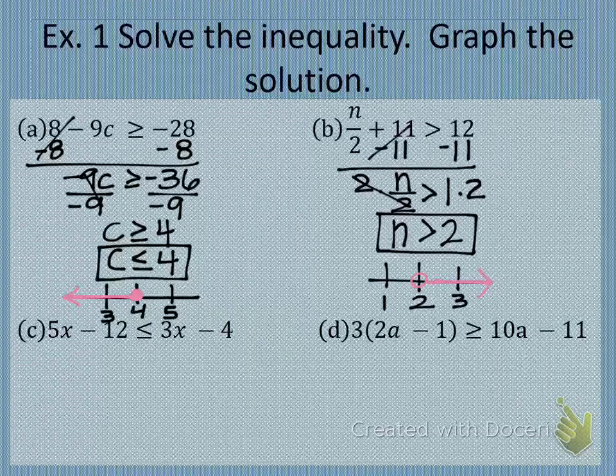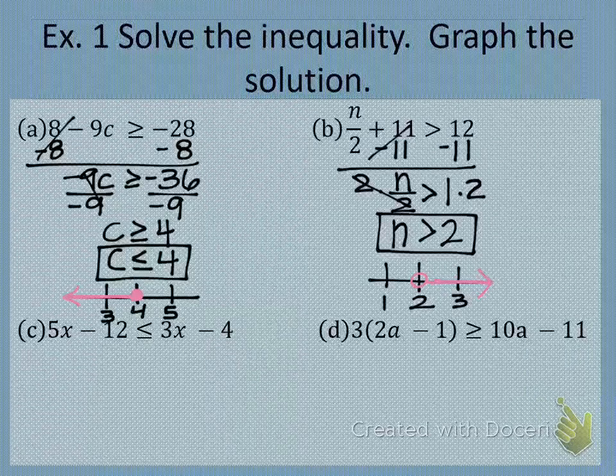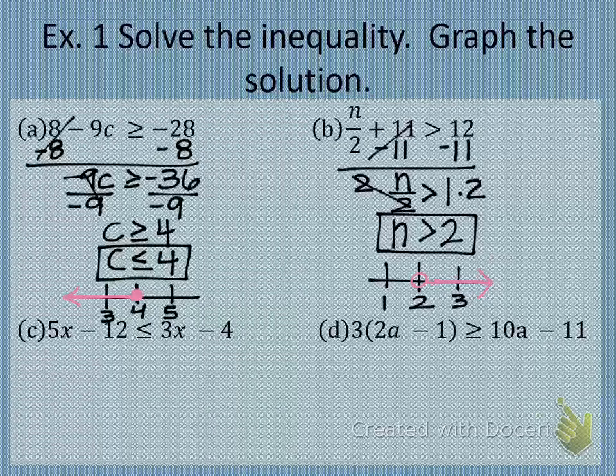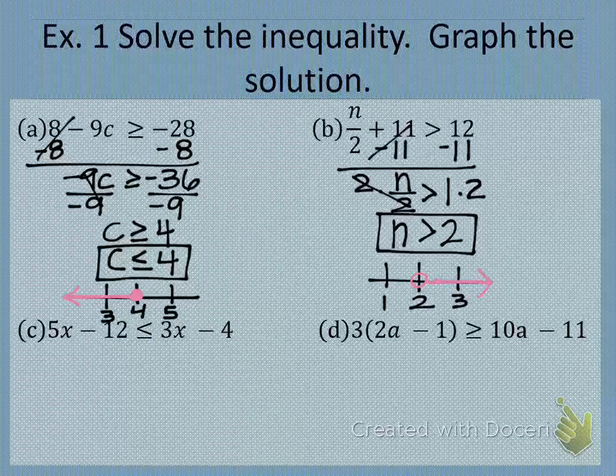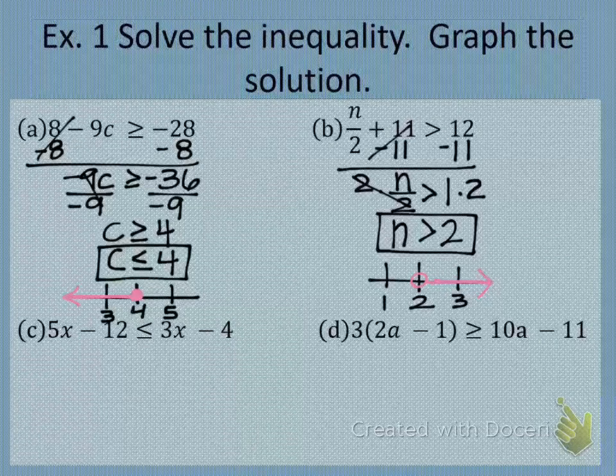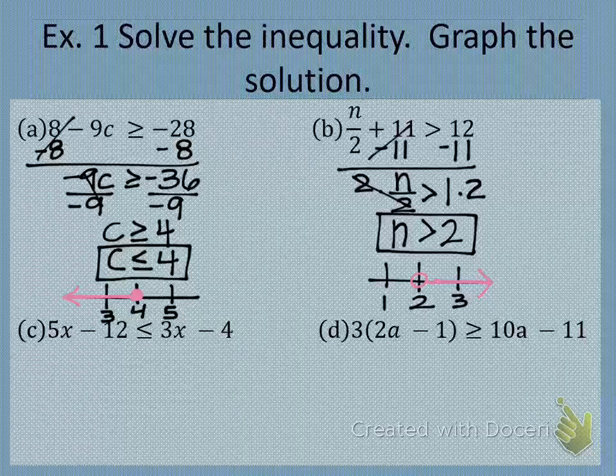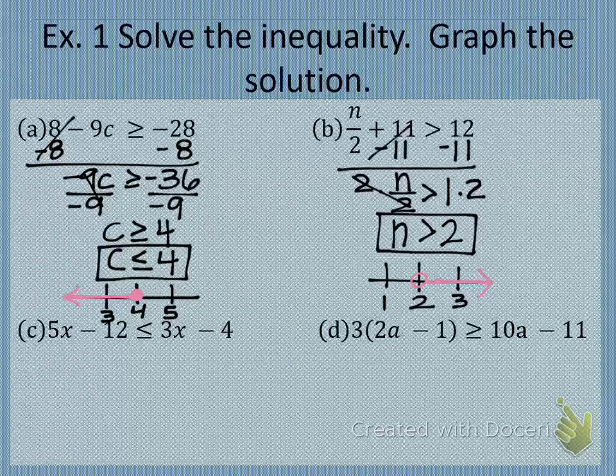All right, any questions? Timothy. When do you flip the greater than or less than sign? When the last thing you do to solve the problem is multiply or divide both sides by a negative number. So if you look back at letter A, the last thing we did to finish this problem was divide both sides by a negative. So we had to flip it. Okay, but here the last thing we did is multiply both sides by a positive, so we didn't have to.